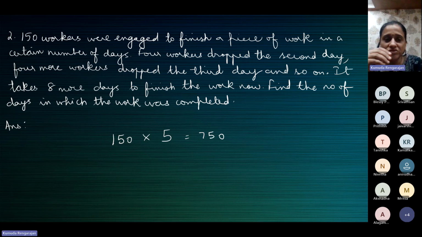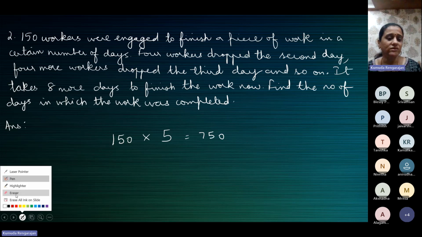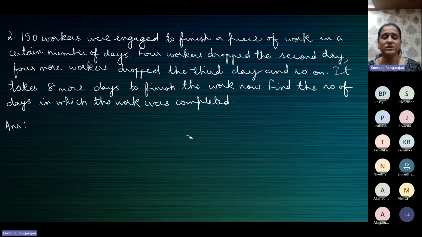Okay, so here in this question, we're going to equate the manpower. See, the piece of work is the same. So the manpower needed to complete the piece of work is going to remain the same. Let's read the question ahead.